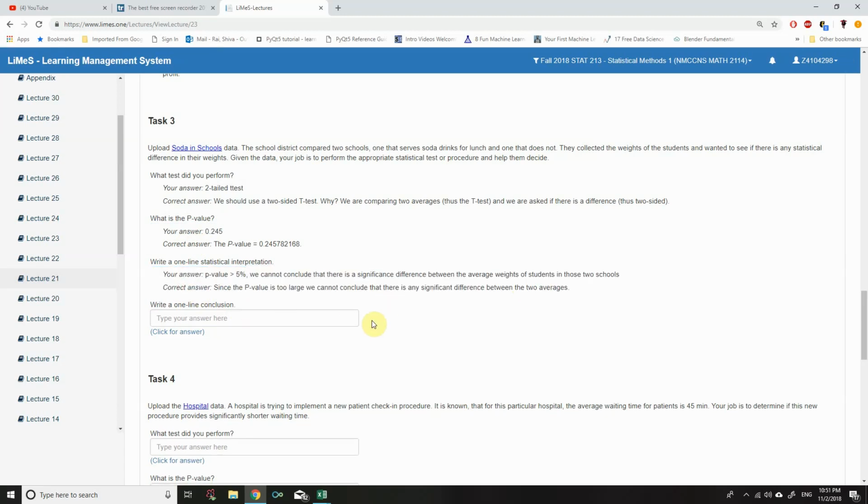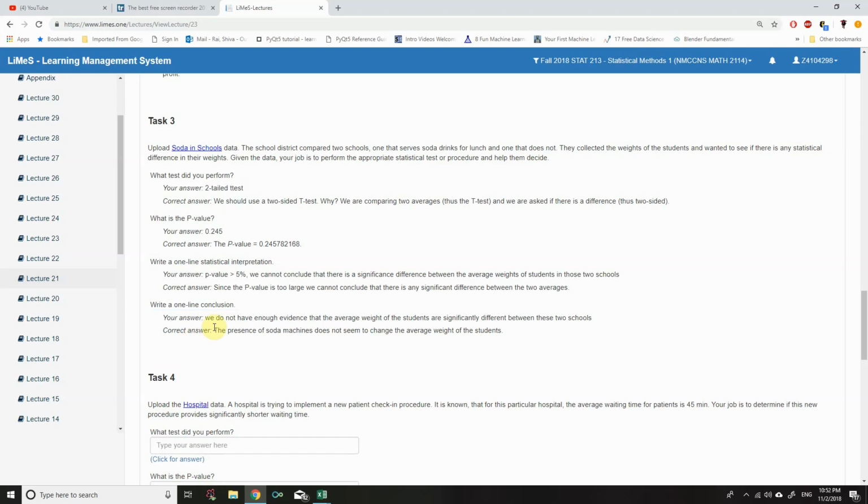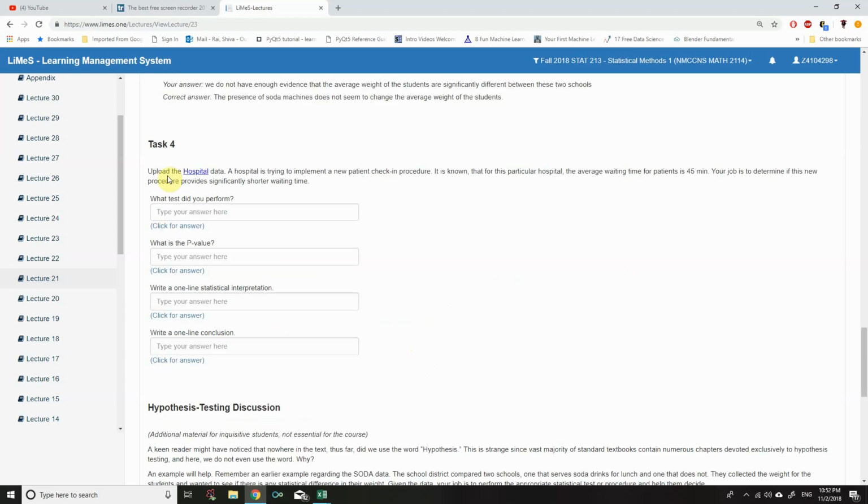What we have written is, since the p-value is very large, greater than 5%, we cannot conclude that there is a significant difference between the average weight of the students in those two schools. So what is the one line conclusion? We do not have enough evidence that the average weights of the students are significantly different between those two schools.